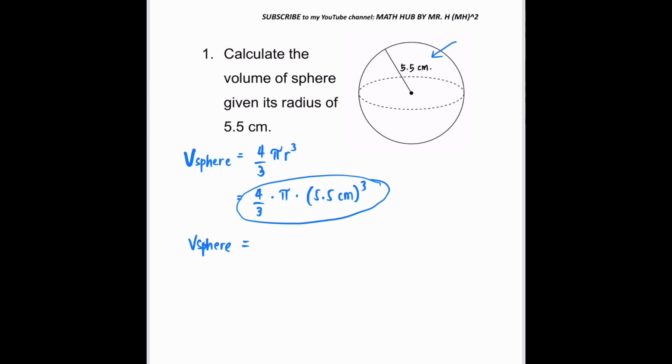So if you type this on your calculator, it's going to give you 1331 over 6 pi centimeter cube. That is the answer in pi form. The other answer, which is the standard answer, is going to be approximately 696.91 centimeter cube, or cubic centimeter. All right, let's head on to the second question.